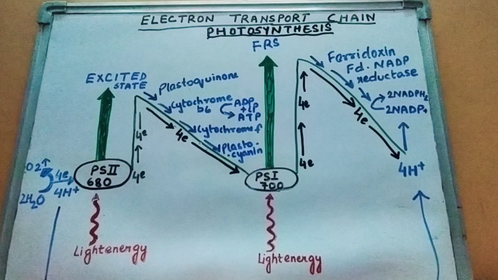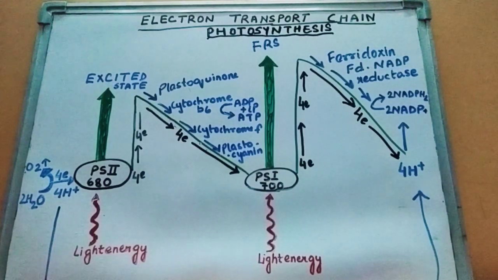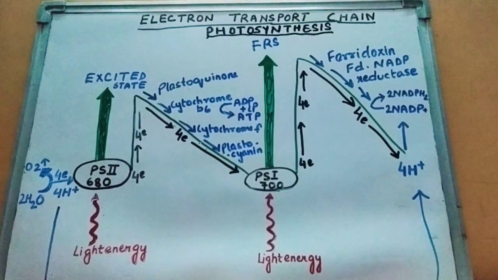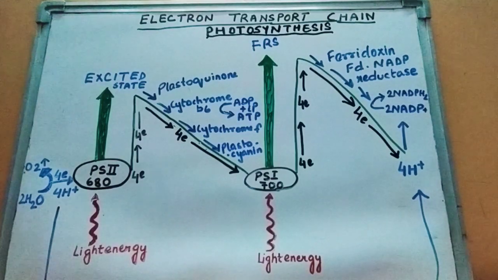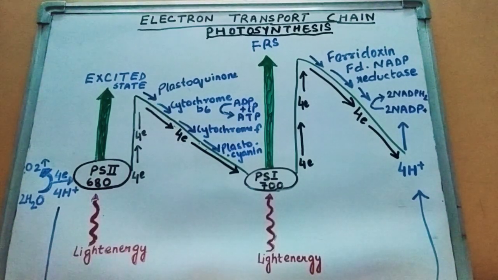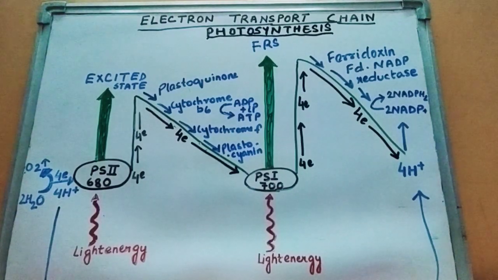So today with a very important and interesting topic, that is electron transport chain in the light reaction of photosynthesis. This topic is part of the light phase, that is the light reaction. The main objective of the light reaction in photosynthesis is to produce two of the most important energetic compounds, that is ATP and NADPH2.